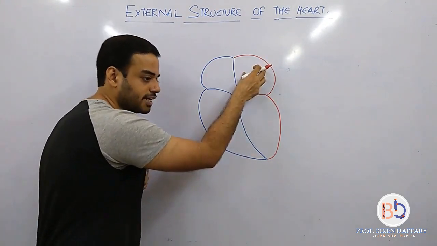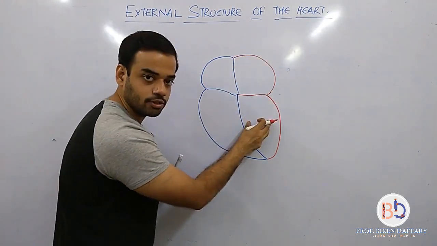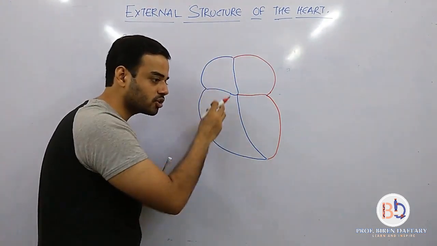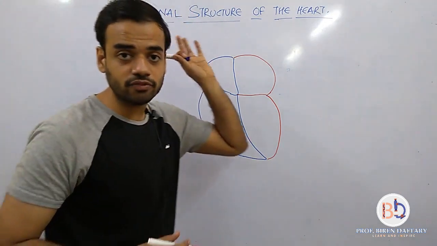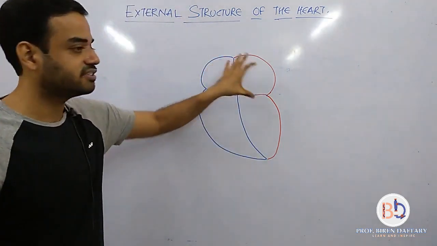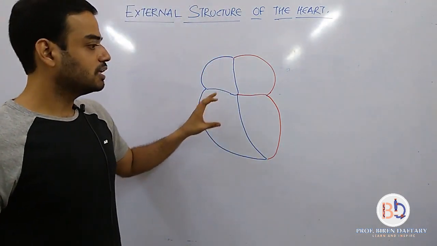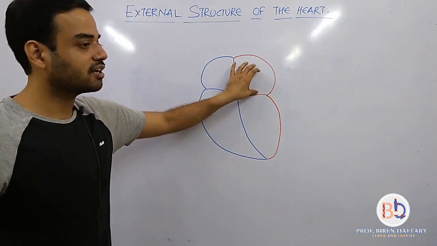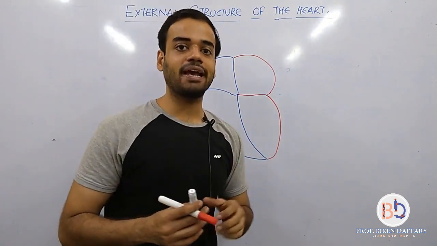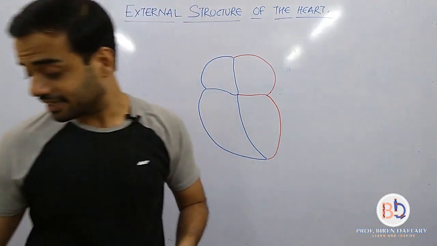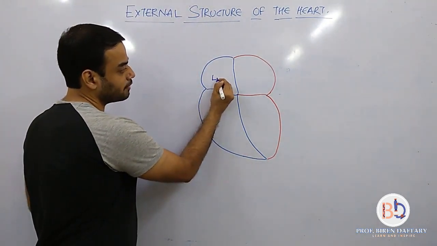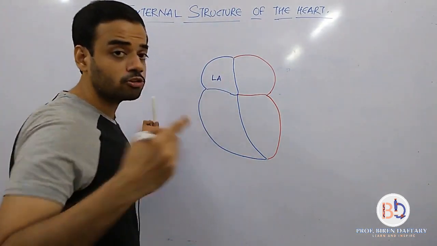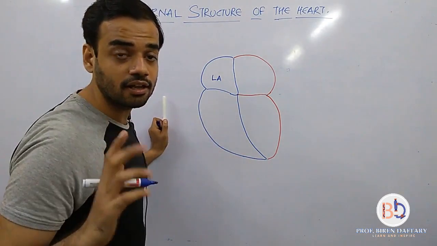This is your left atrium, this is your left ventricle, you know that. This is your right atrium, this is your right ventricle. Now, the first thing in the external structure of the heart is you have to explain what these chambers are. The superior chambers are the ones present on the top, and these are called atria. This is your left atrium. It is also called the left auricle.